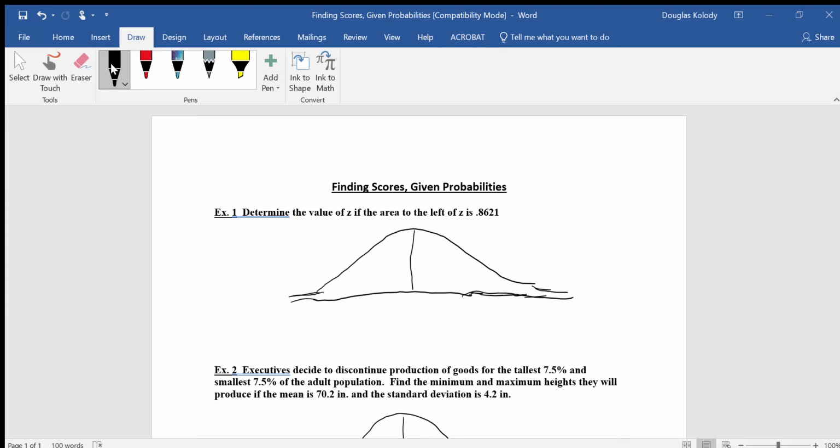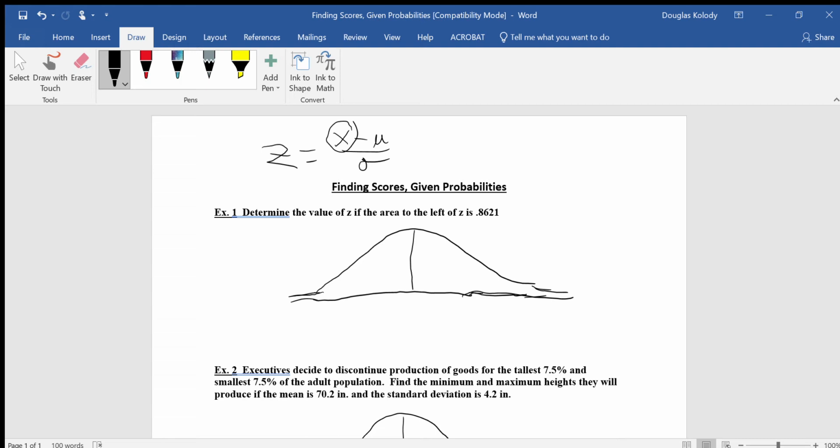Now we are going to turn the z-score formula on its head. The z-score formula, if you recall, is x minus mu divided by sigma. Today we're going to take that formula and solve for x. But before we get to that, let's get to example 1. Determine the value of z if the area to the left of z is 0.8621.